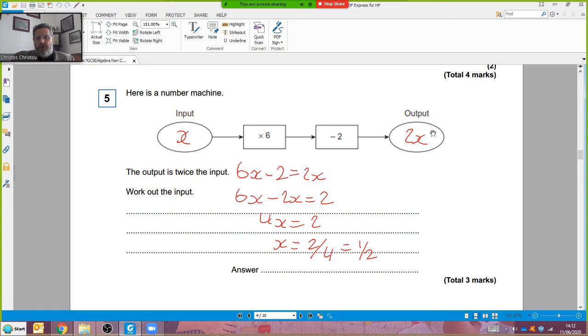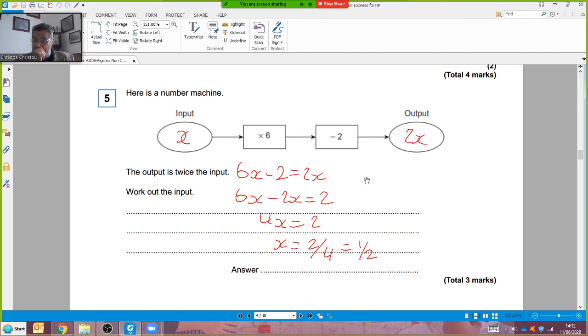The output, what you get, is twice as big as the input, what you put in. So you put in something and you get out something twice as big. If we don't know what the input value is, call it something. This is algebra, call it x. x times 6, there is 6x. Then it says take away 2. 6x take away 2. And this will spit out 2x. Right, there's a mark right there.